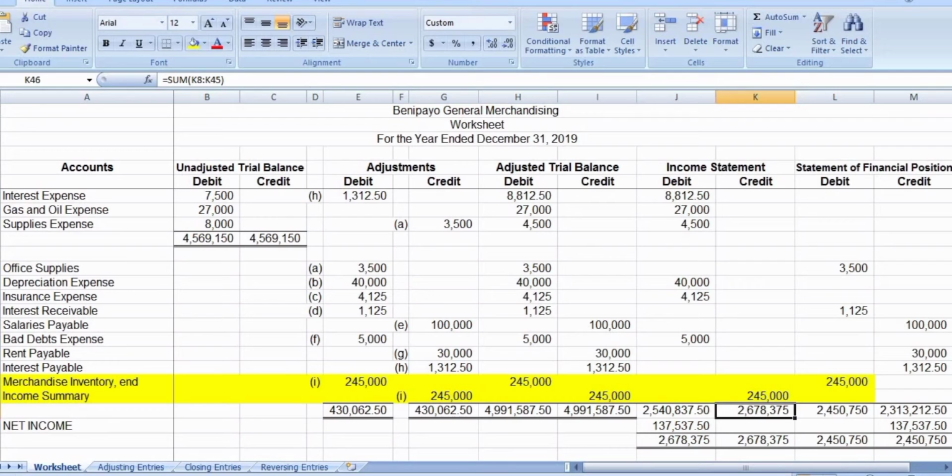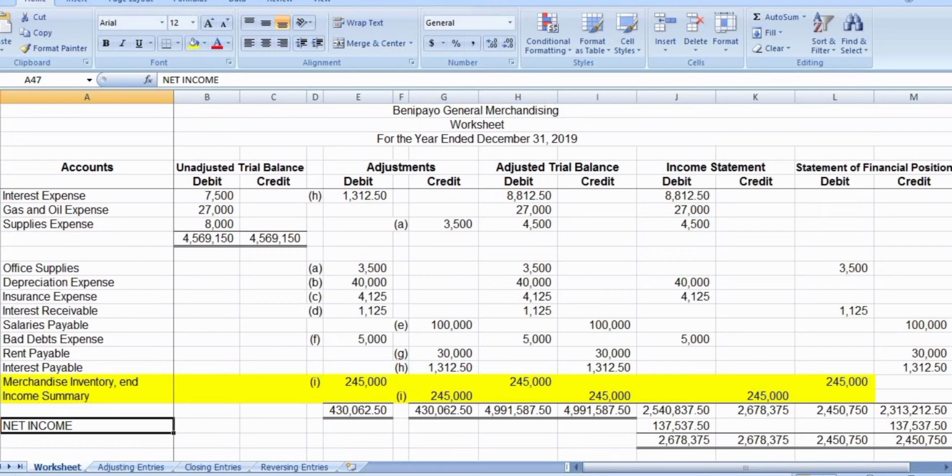Now, knowing that the total credit is higher than the total debit and recalling that the debits in the income statement are the expense and contra sales accounts, while the credits are the revenue and contra purchases accounts, then you should realize that in this case, the total revenues are greater than the total expenses, which means what? There is net income. And the net income amounts to this 137,537.50. Therefore, we must label this row as net income.